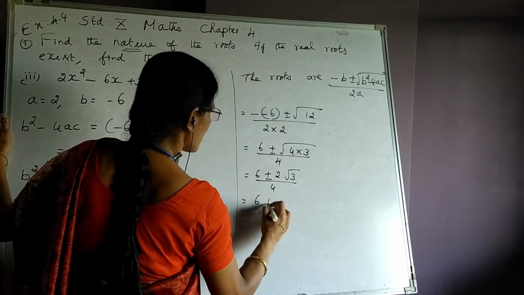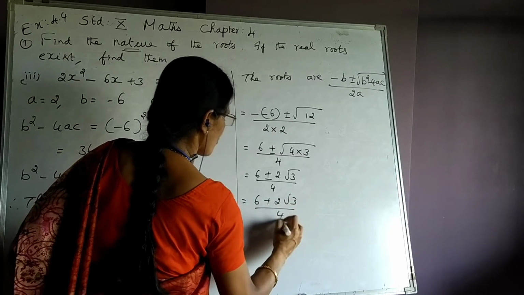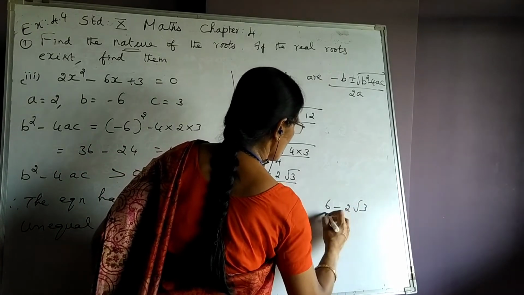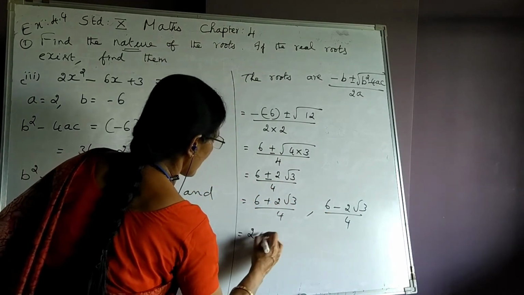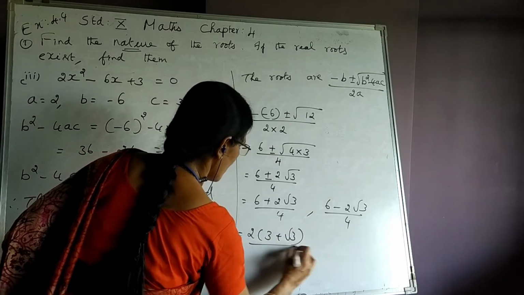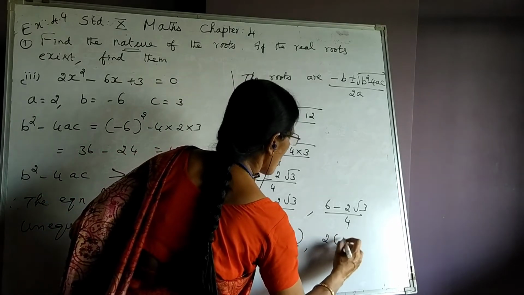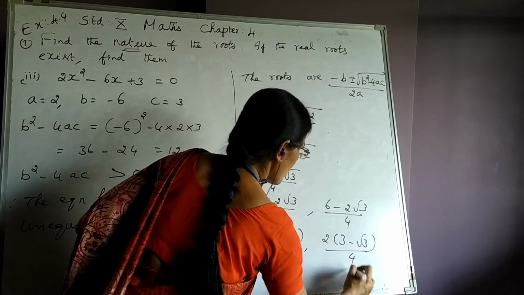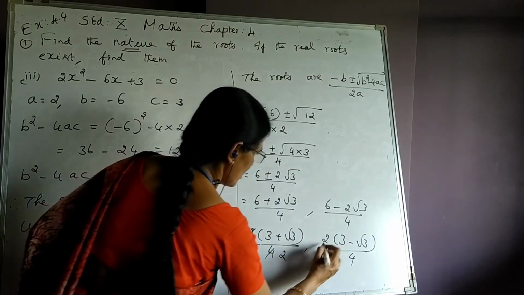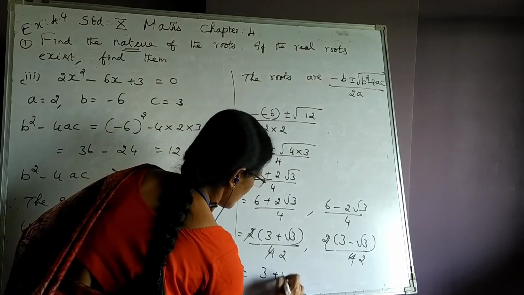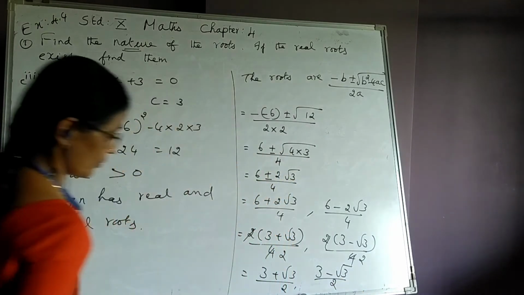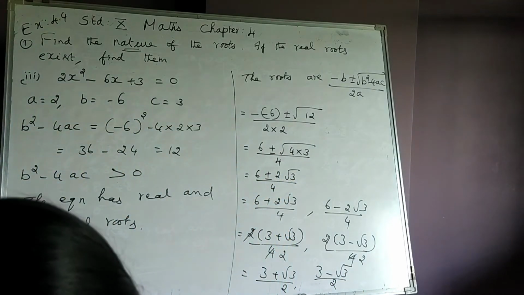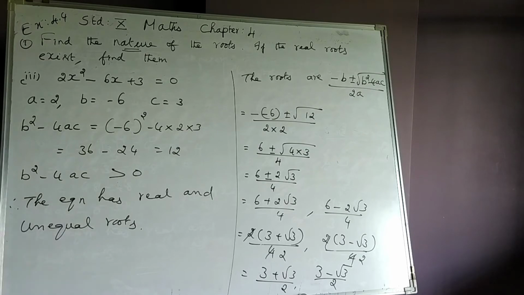Splitting plus and minus, we get 6 plus 2 root 3 upon 4, and 6 minus 2 root 3 upon 4. You can see the common term here is 2, which can be taken out: 3 plus root 3 upon 4. And here 2 common, 3 minus root 3 upon 4. Cancelling, we get 3 plus root 3 upon 2 and here 3 minus root 3 upon 2. Therefore, the two different roots are 3 plus root 3 upon 2 and 3 minus root 3 upon 2.